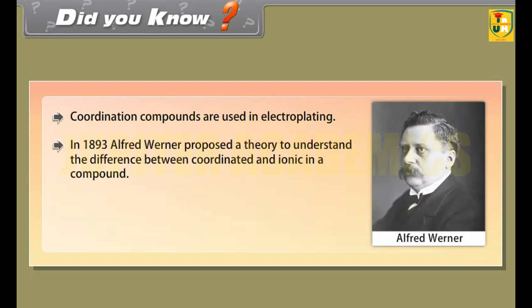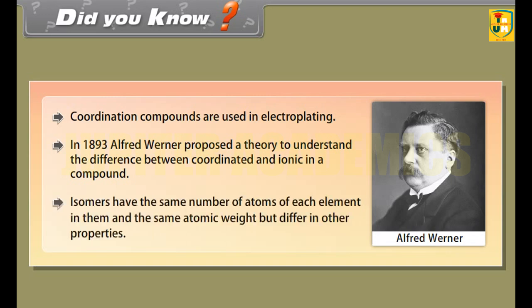In 1893, Alfred Werner proposed a theory to understand the difference between coordinated and ionic bonding in a compound. Isomers have the same number of atoms of each element in them and the same atomic weight but differ in other properties. Summary.